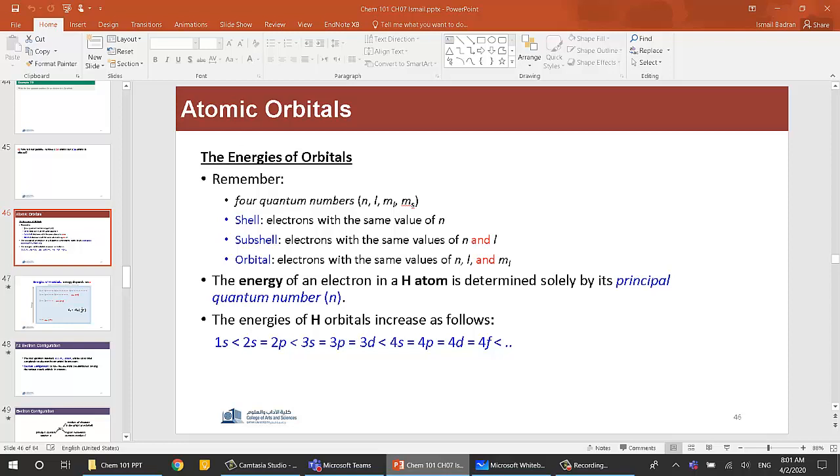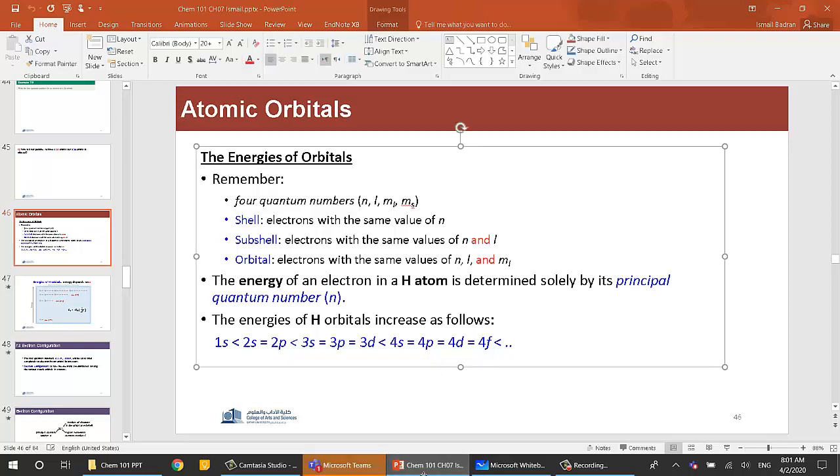Okay, good morning everyone and welcome to Chemistry 101. Today we are going to continue with chapter 7, which is about atomic orbitals. Today we are going to talk about atomic orbitals as well as electronic configuration. So first of all, we need to talk about the energies of the orbitals.